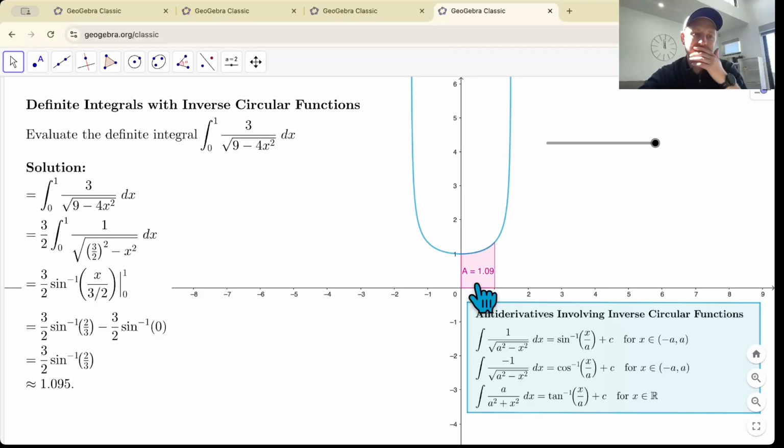So that's how you incorporate definite integrals into your work with inverse circular functions.